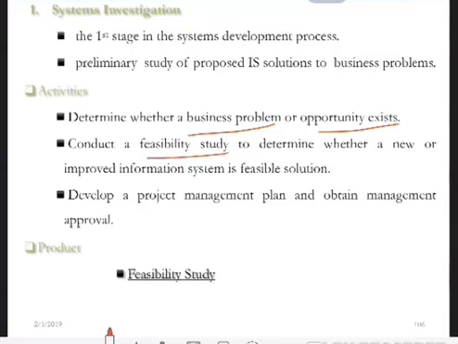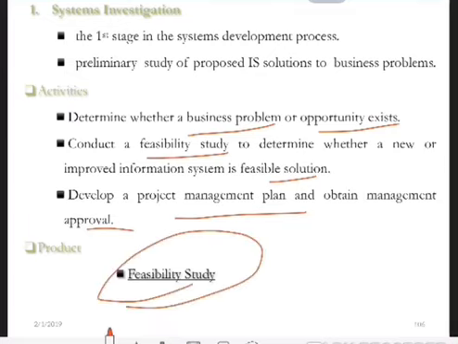Then we have to conduct a feasibility study to determine whether a new or improved information system is feasible or not. Is it better to improve the existing one or develop a new one? Develop a project management plan and obtain management approval. So here we have to get management approval for such IS solutions. And the output of the first stage is the feasibility study, to determine whether a business problem or opportunity exists and whether a new or improved system is a feasible solution. Then we have to develop a project plan and get approval.